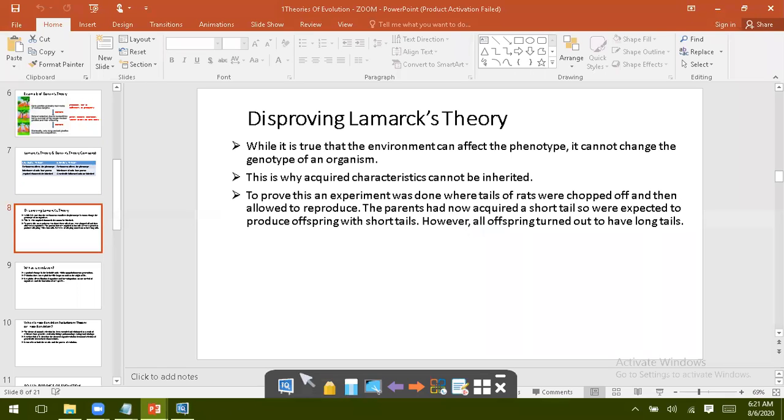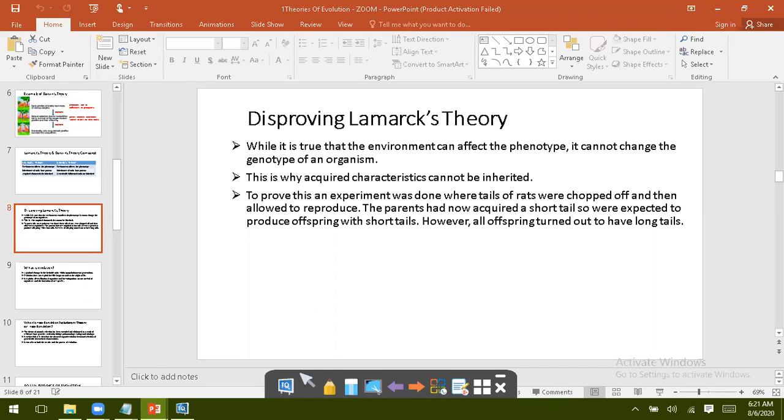All right, and so one experiment was done where rats' tails were chopped off, and the rats with short tails were able to reproduce, and the offspring that came about from that cross didn't have short tails; they all had long tails.